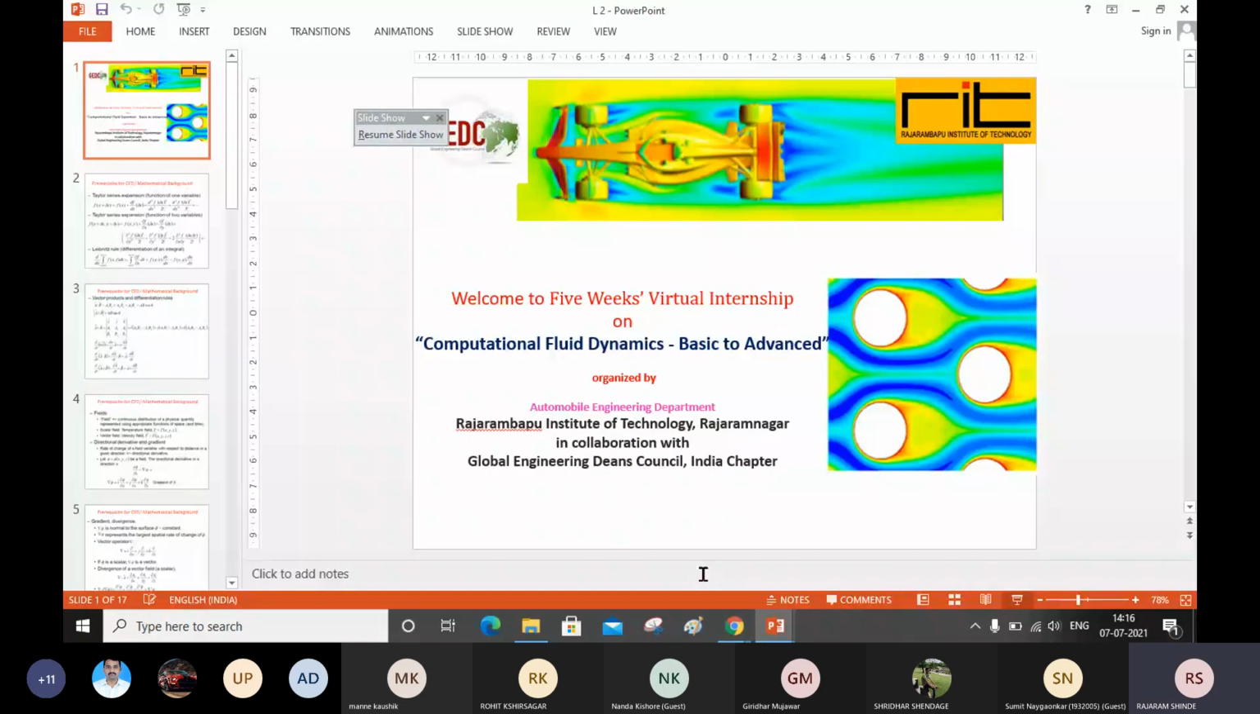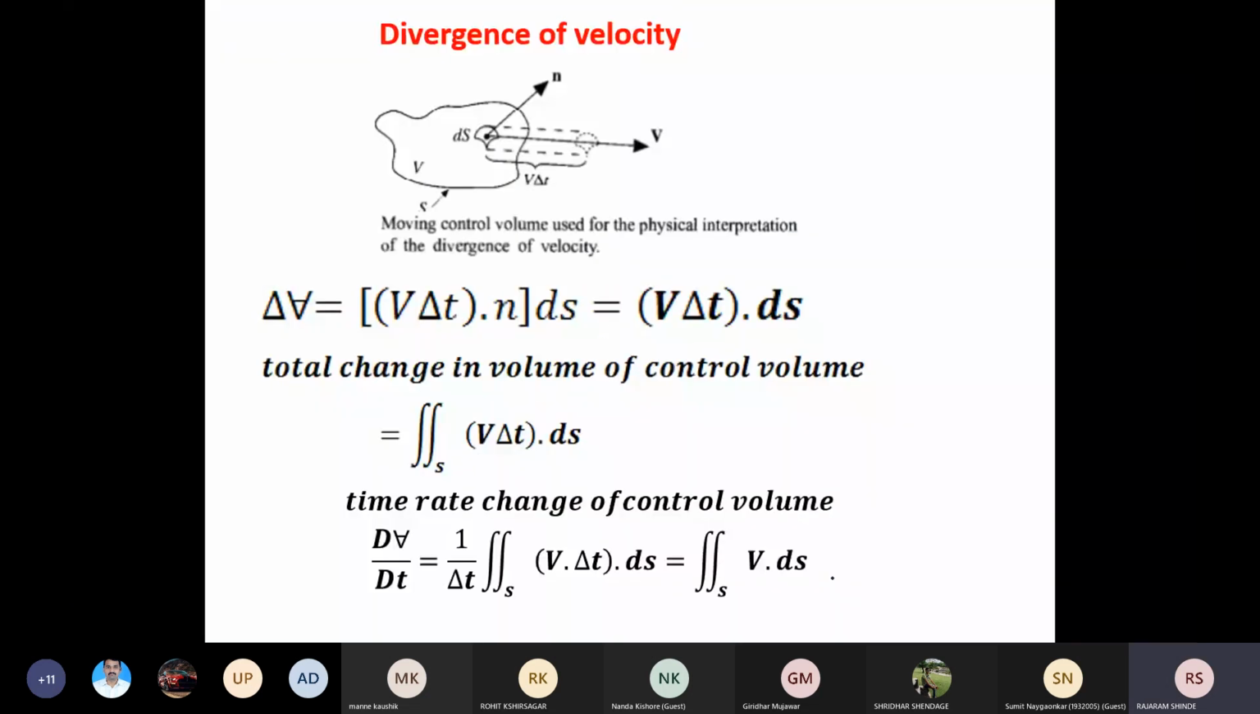Now next one, I will go to the divergence of velocity. This is also required for deriving governing equations. Okay. Now for understanding the concept of the divergence of velocity, consider a control volume, a moving control volume. Now this control volume is moving with the fluid.